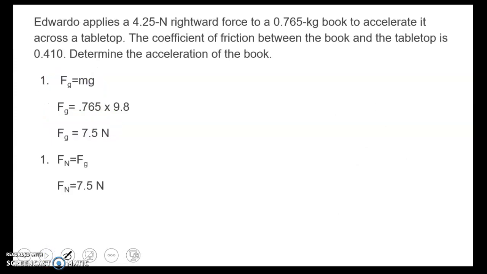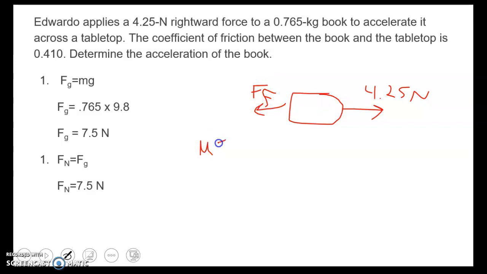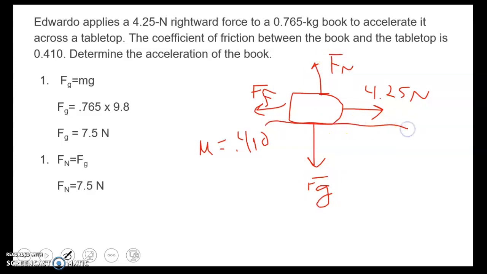Now, a problem similar to something you'd see on Mastering would look like this. We have an object that we're applying a force of 4.25 newtons to, and we're moving it to the right, and it's accelerating. So there's going to be friction, but the frictional force will be less than our applied force. We know the coefficient of friction is 0.410. Other forces we know are gravity and normal force. Since we're on a horizontal surface, they're going to be equal, so once I find gravity, I'll find normal force. First step, if I can use the force of gravity to find information, I will.